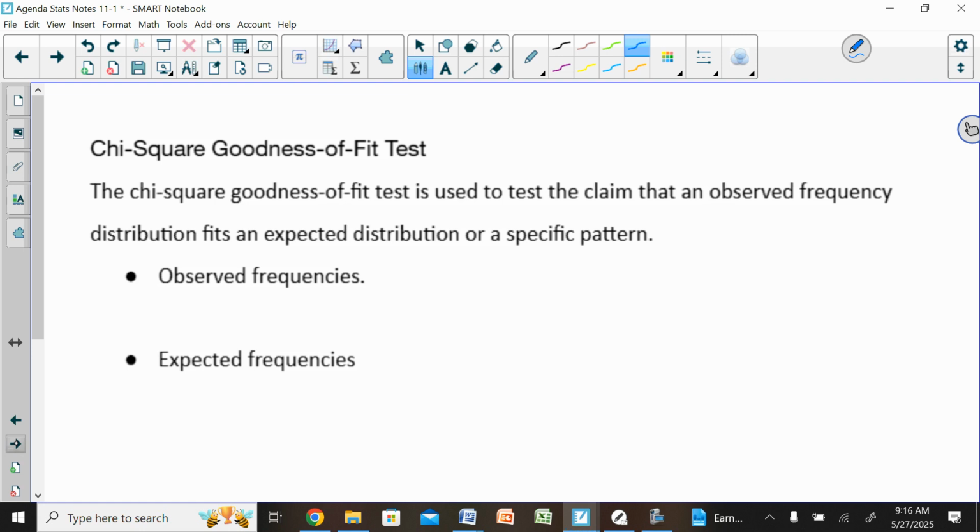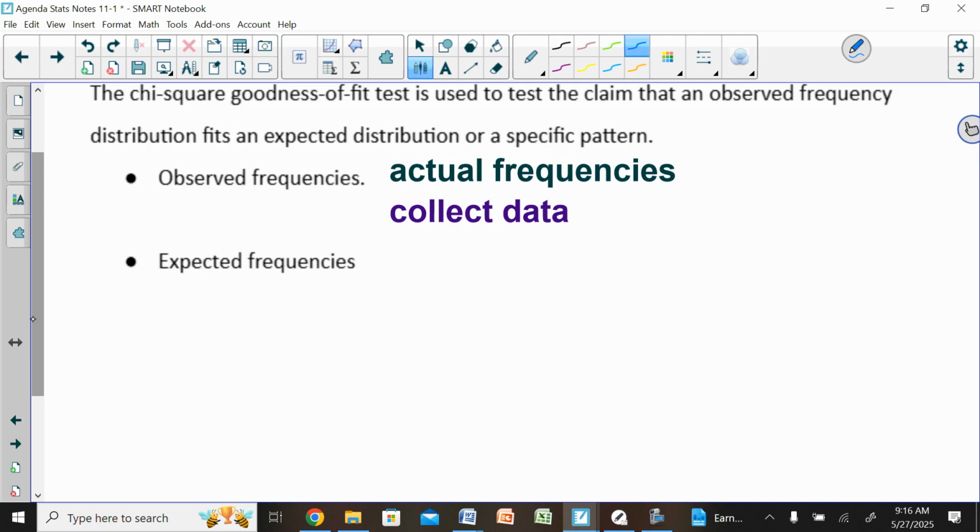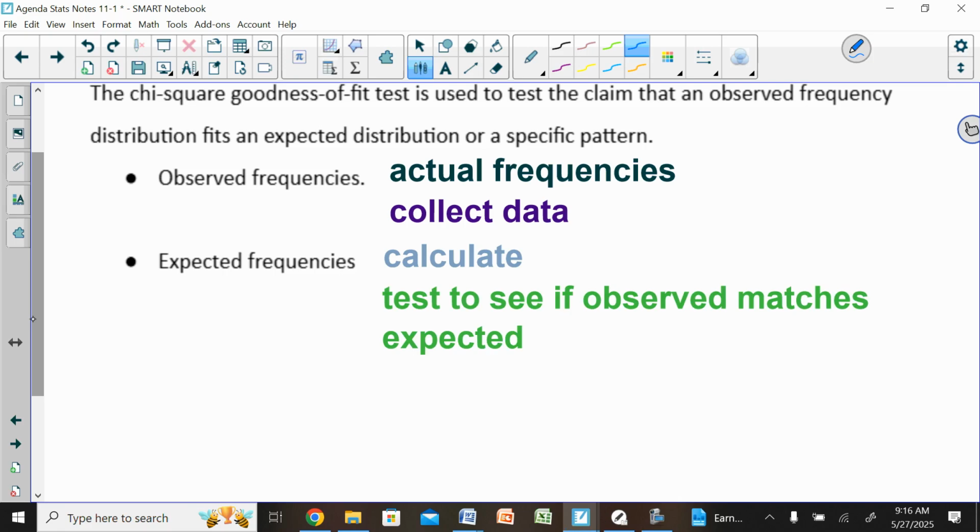So observed frequencies, I've got 2 things about this. The first thing is observed as actual frequencies. So we are going to collect data. That's our data. We've observed this. Expected frequencies we need to calculate, and this is what we're going to use to test to see if our observed matches our expected or if there's a significant difference.